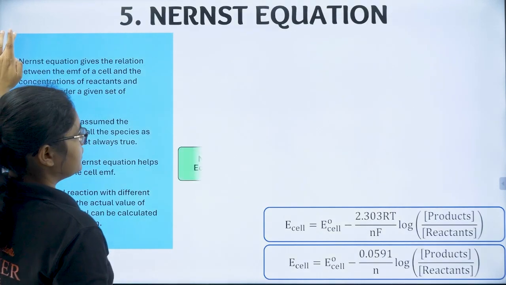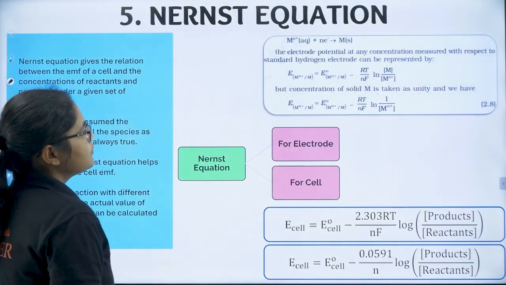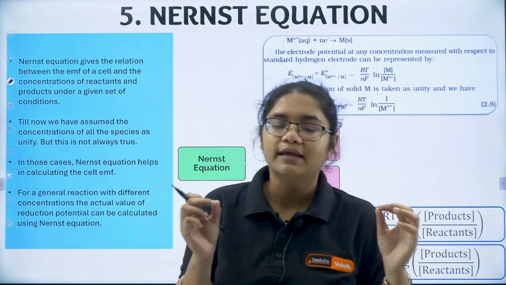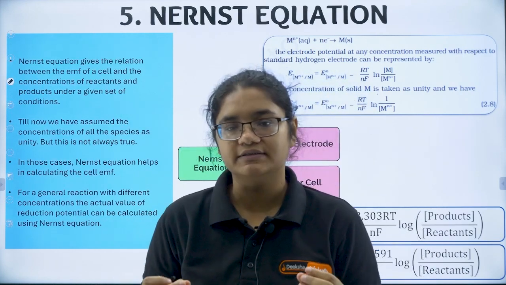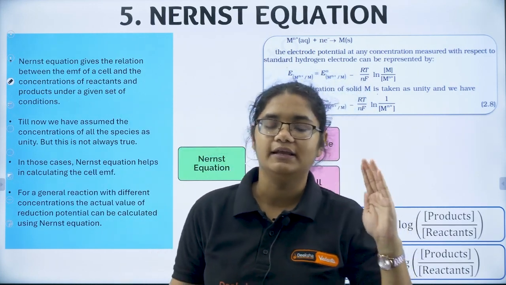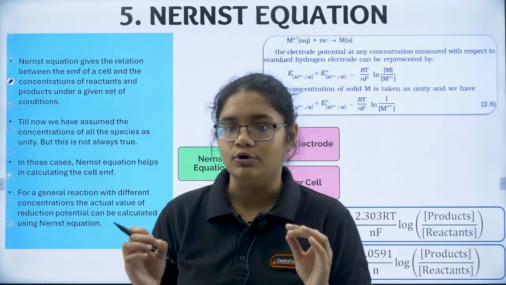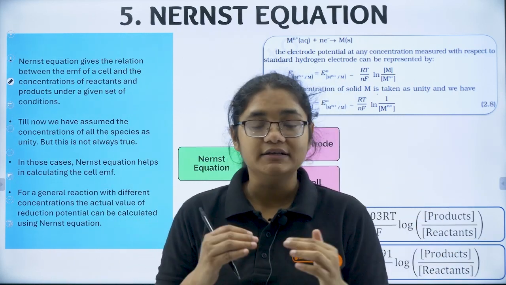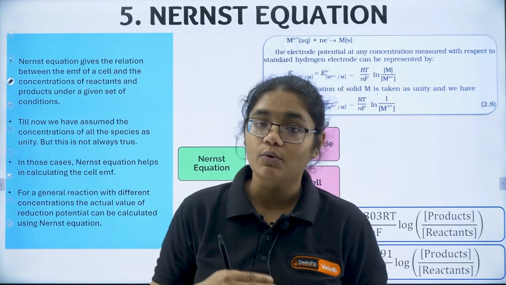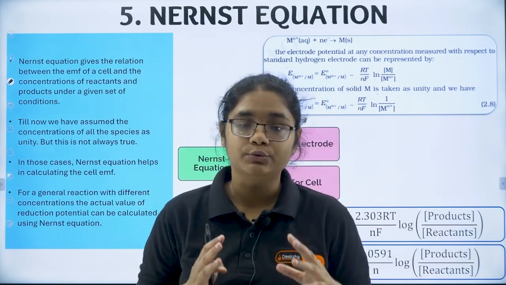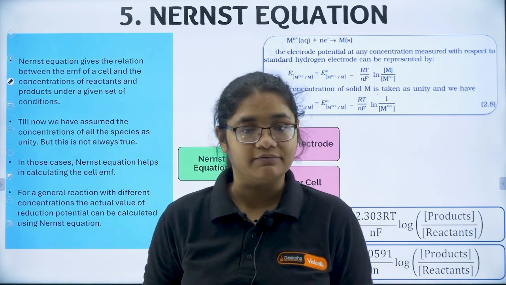Next we'll talk about the Nernst equation. So what is basically the Nernst equation? First of all, you should know that we are able to calculate the EMF of the cell. The formula we are using here is E naught of right minus E naught of left, or E naught of cathode minus E naught of anode. But remember, this formula is applicable only if the electrolyte's concentration is 1 molar, or unity, but that is not possible every time, right?